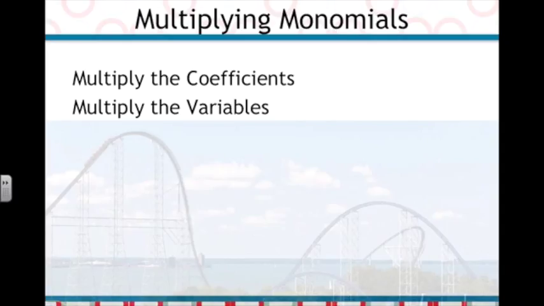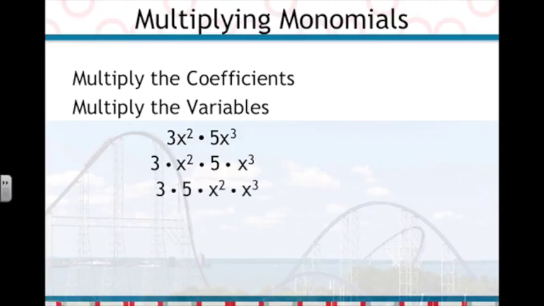Let's take a look at an example to see what we mean. Consider multiplying 3x squared times 5x cubed. Remember, what we really have here is 3 times x squared times 5 times x cubed. If we use the commutative property that lets us change the order of our terms, we can change the order so that the 3 and 5 are next to each other and the x squared and the x cubed are next to each other. We can only do this, however, because all four parts are multiplied together.